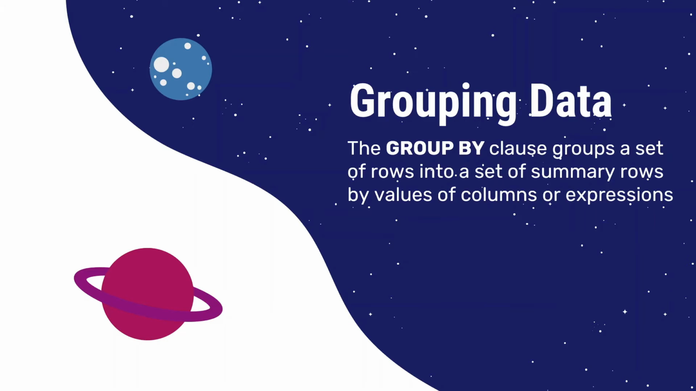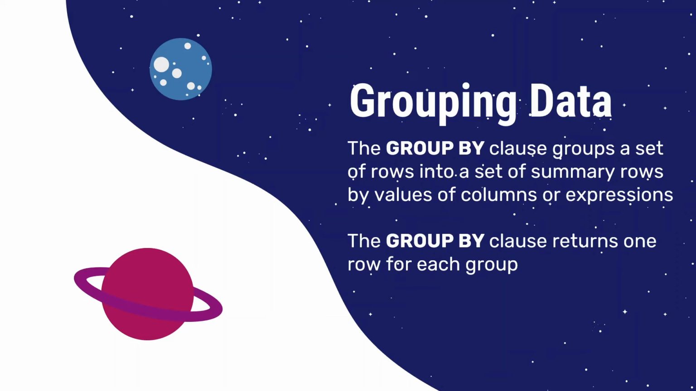Okay, and then we will discuss the syntax for grouping data. The GROUP BY clause is used to group a set of rows into a set of summary rows by values of columns or expressions. The GROUP BY clause returns one row for each group. In other words, it reduces the number of rows in the result set.